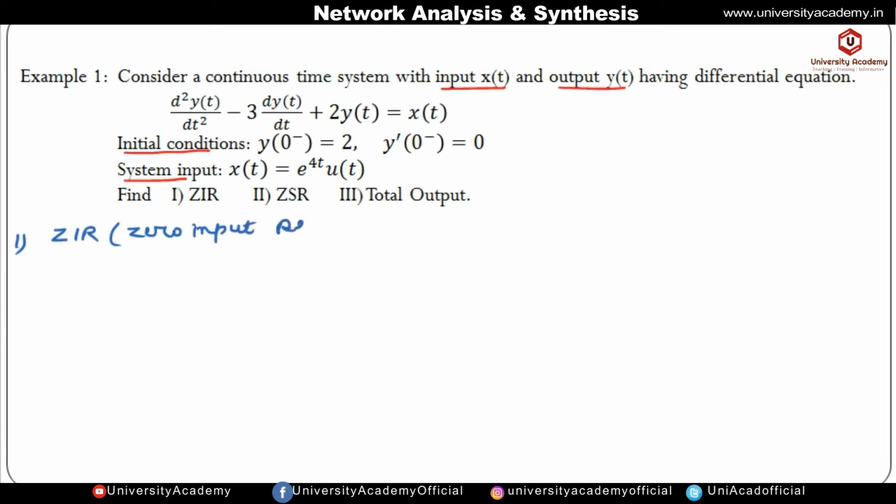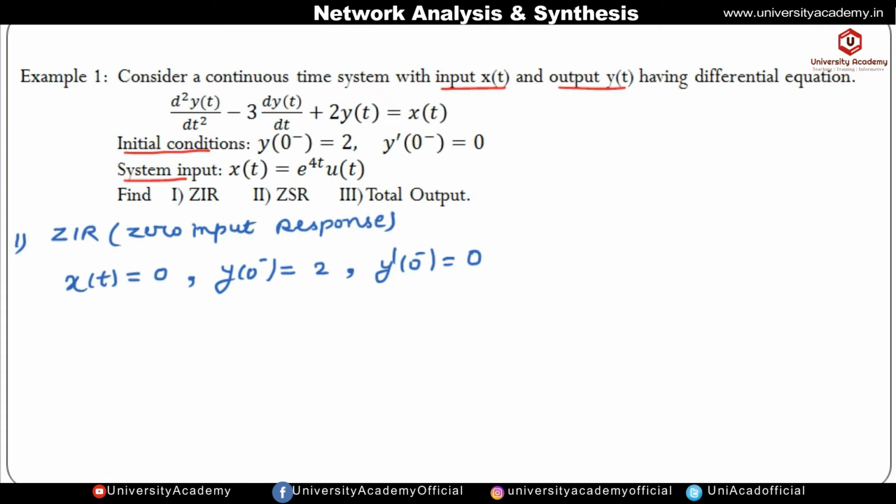As the name itself suggests, it means the input will be zero, and the response we get at that time, that is the output we get, is known as ZIR. Okay, so here we will assume the input to be zero, that is input here is x of t, so input is 0. Then the response we are getting due to initial conditions, so we have to consider the initial conditions, that is y of 0 negative we will consider as 2 and y dash of 0 negative, given in the question, is 0. Okay, so using these three values we have to find out the output.